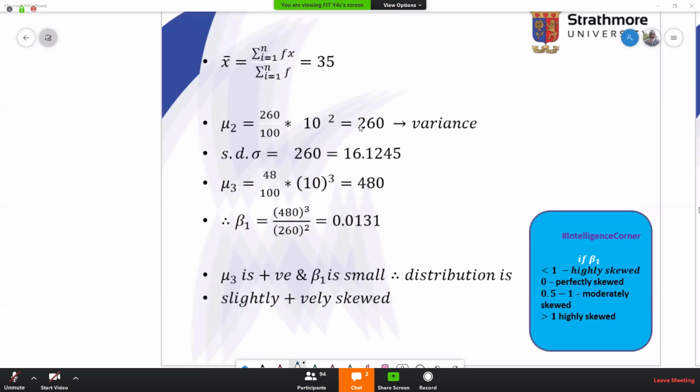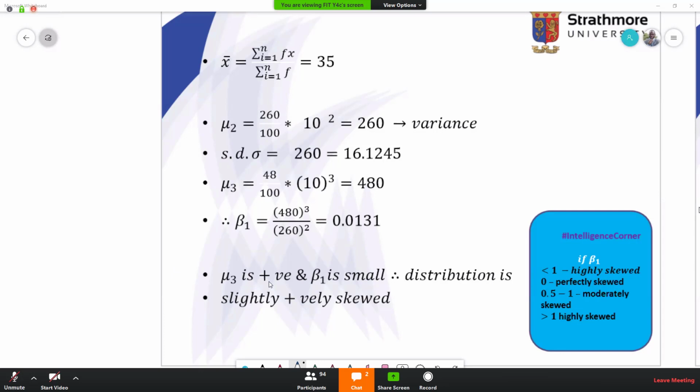So you'll find 260 here. Then the standard deviation is usually the square root of the variance, so it's easy. The third moment, find it to be 480. So the skewness is the third moment cubed divided by the second moment squared. And then you're actually now able to find this value. So this value defines the skewness of that curve without drawing it.